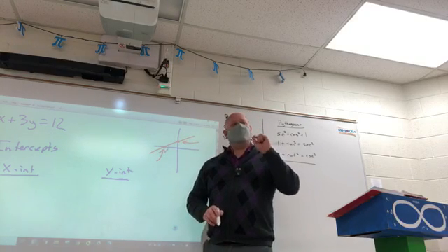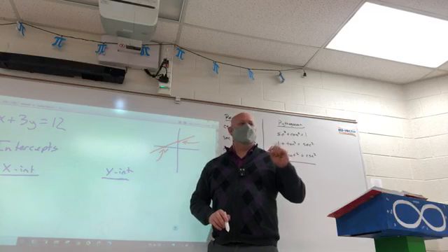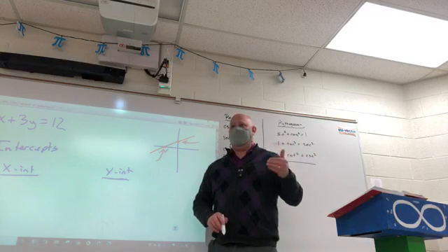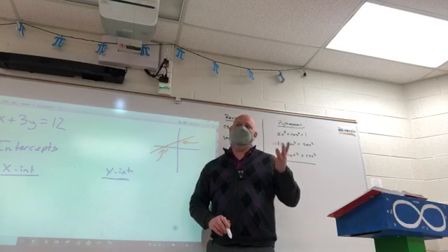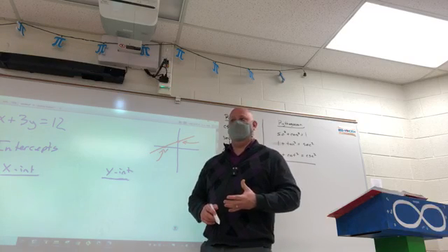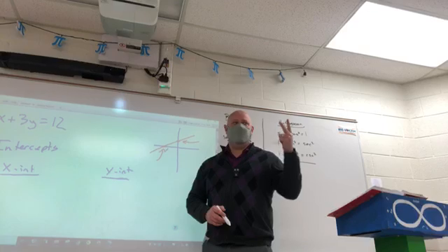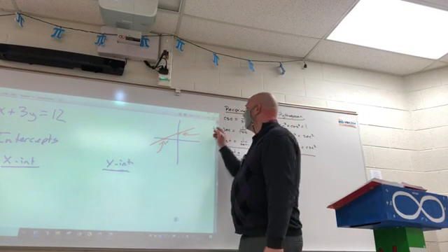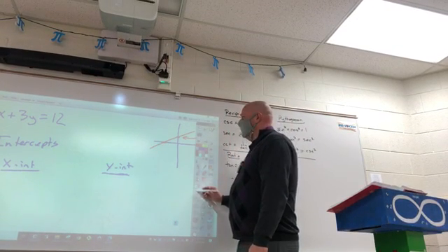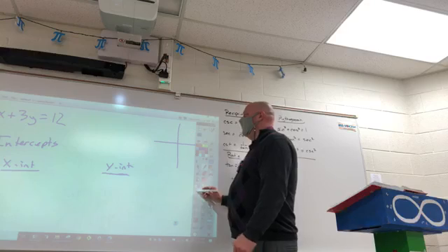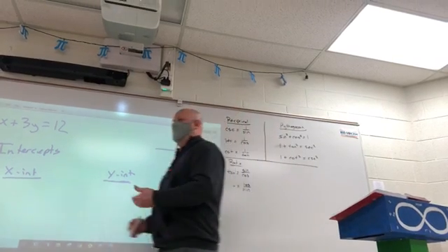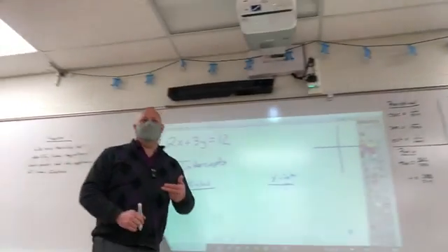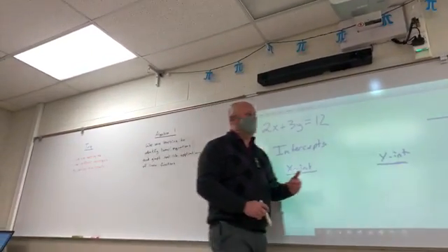If I can find just those 2 points, would that technically be enough to plot the graph of the line? Yeah, because how many points do you really need to draw a line? 2. If I have 2 points, I can draw that line. So if I can find the 2 intercepts, I might be able to find the graph really, really fast and easy. And the way you do this is actually really simple.